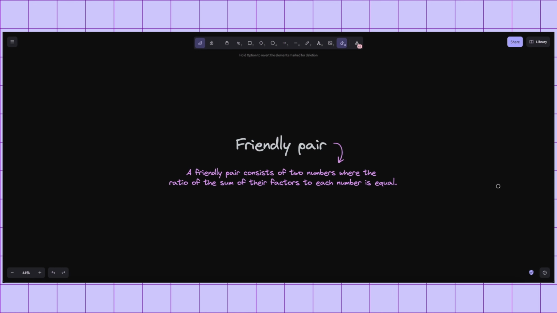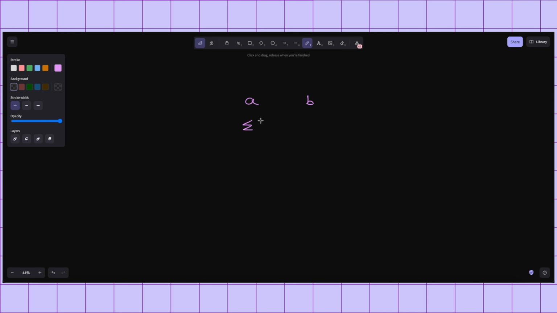Okay, so our next question is friendly pair. Now, a friendly pair consists of two numbers where the ratio of the sum of their factors to each number is equal. What I mean to say is, let me delete this title first. Let's say we have two numbers A and B. So basically, sum of factors of A divided by A is equal to sum of factors of B divided by B.